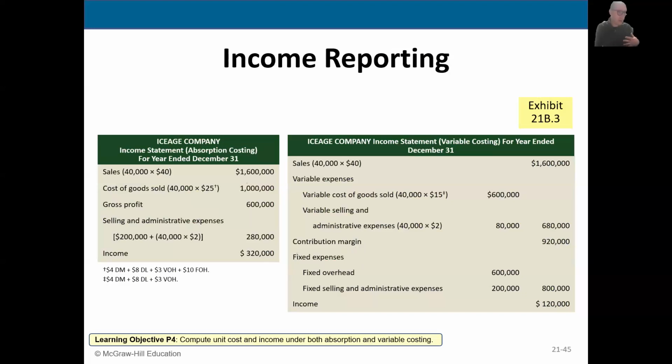Personally, I prefer them separated out under variable. I prefer the variable costing method because having a lower income, while it doesn't sound that glamorous, it helps you when it comes to taxes. You know what I mean?